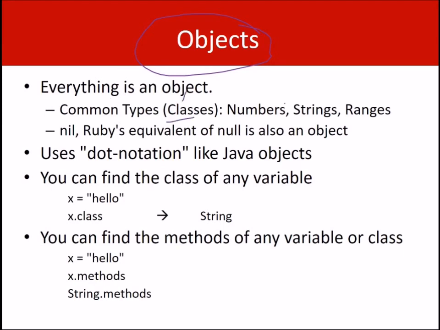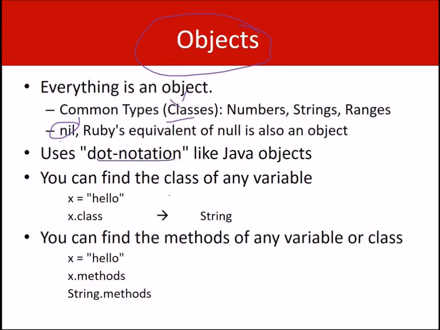So you have numbers, strings, ranges. These are the classes on which these objects are being made. Then you have nil, that is Ruby's equivalent to null. This is also an object, so nil is also an object. We use dot notation like Java objects.